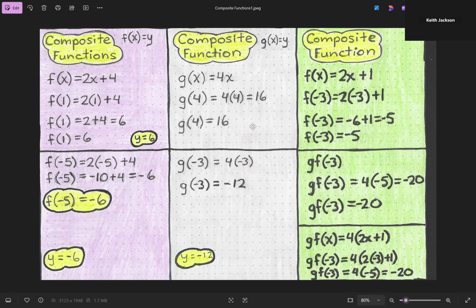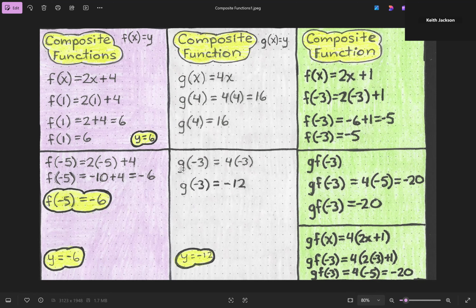And let's say, for example, we have g of x, same thing. We can say that g of x is equal to y. Let's say g of x is equal to 4x. Now we're going to say g of 4, which means that wherever we see an x, we're just going to plug in a 4. As you can see, g of 4 is equal to 4 times 4, which would give us 16. So g of 4 is equal to 16, or y is equal to 16.